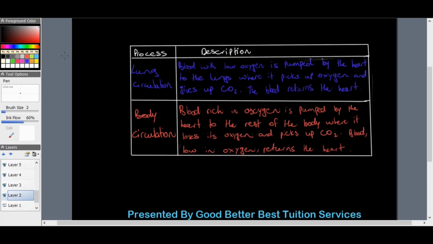Then what happens in the body circulation is that blood, which is now rich in oxygen, will be pumped by the heart to the rest of the body.